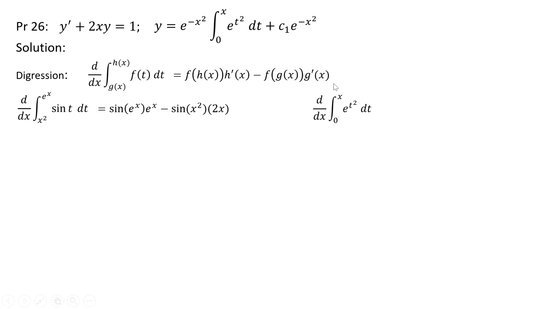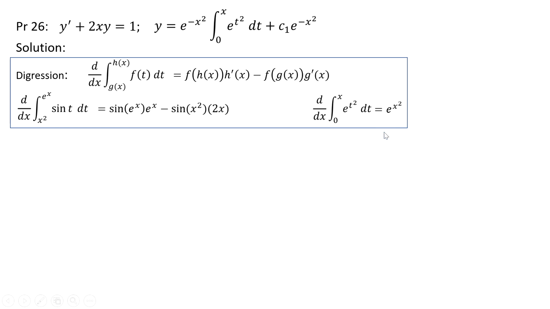What is h of x? x. So f of h of x is e to the x square times the derivative of h of x itself, which is 1. So we end up with e to the x square times 1 minus e to the 0, which is 1, times the derivative of 0, which is 0. So guess what? That whole thing is just e to the x square. How fascinating.